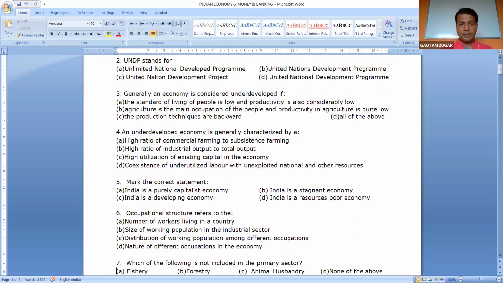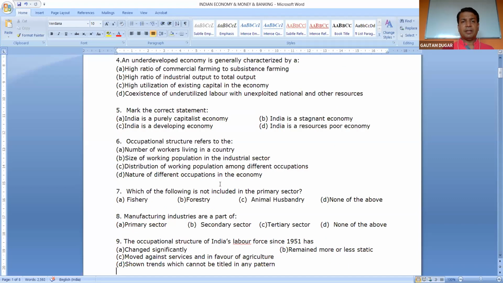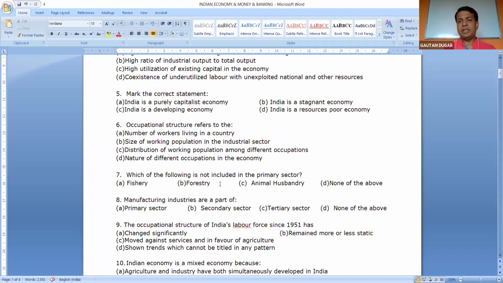Number five, mark the correct statement. India is what? Obviously a developing economy. Kushi Gupta has the right answer. Five is C, it's a developing economy. Yes, everyone, Mridul, Pallavi, all good answers.